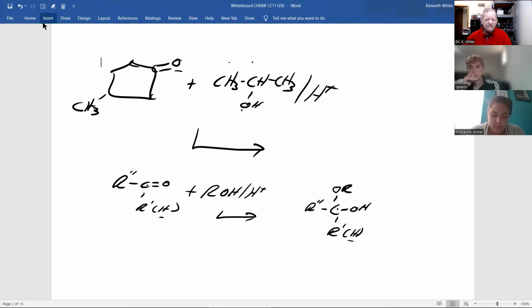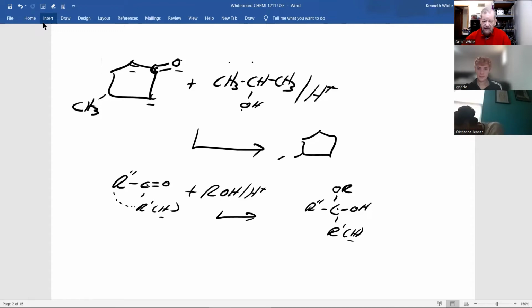And now I'll go and do it. What's our prime and our double prime? Well, they're part of the ring and they're attached together. So here's this carbon here, which is this carbon. What's attached to it? My ring, and don't forget the methyl group. And it's this carbon right here, which is this one, and attached to that will be OH, then oxygen.